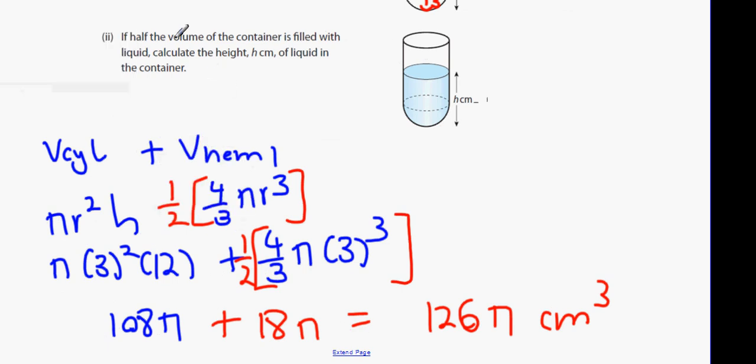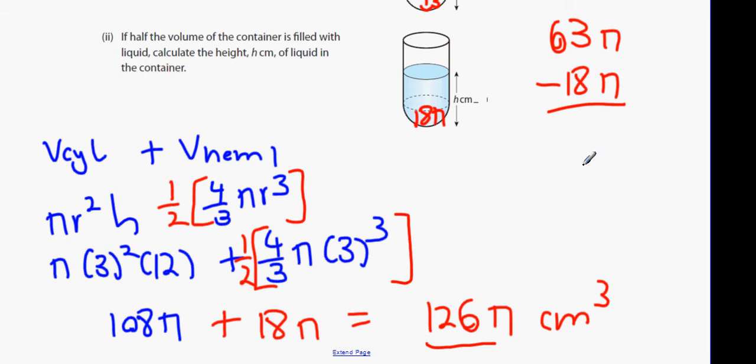The next question says that if half the volume of the container is filled with liquids, this means that half of 126 pi is filled. This means that there is 63 pi filled in the container. Now, the first 18 pi is filled by the hemisphere. So take away 18 pi from 63 and we get 45 pi. We now know that the volume of the cylinder of water is 45 pi.